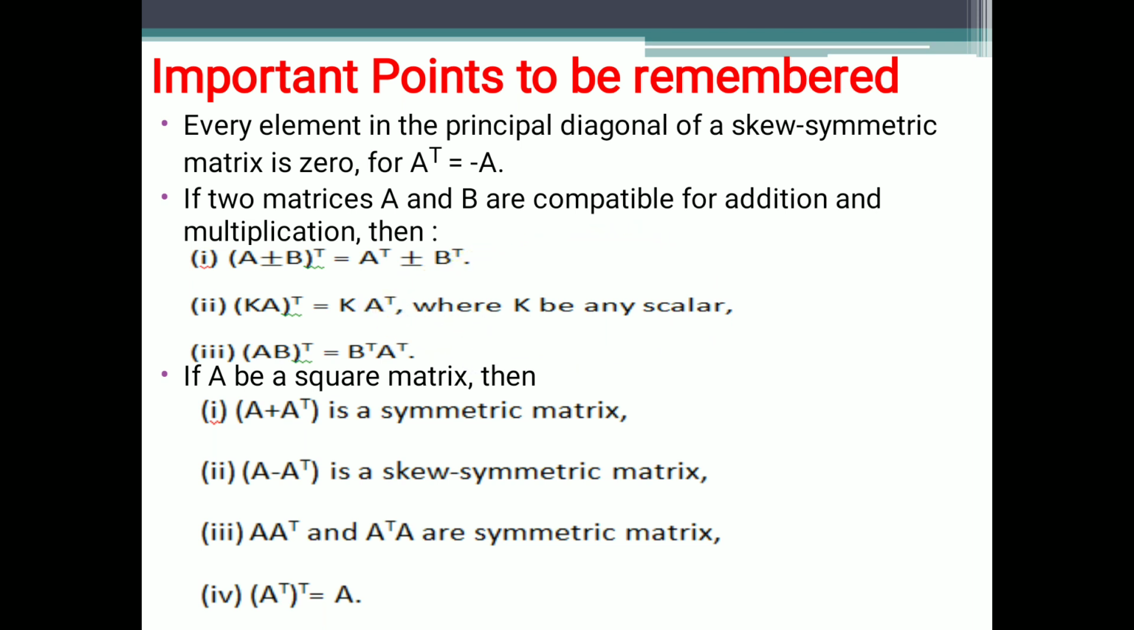And if A is a square matrix, then A plus A to the power T, that is transpose of A, is a symmetric matrix. A minus A to the power T is a skew matrix, and A A transpose and A transpose A are symmetric matrices, and similarly A to the power T and to the power T is equal to A. These are the properties that you need to remember.